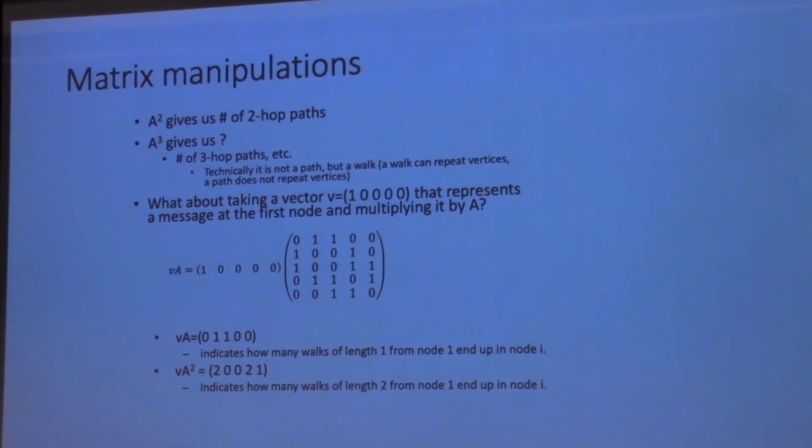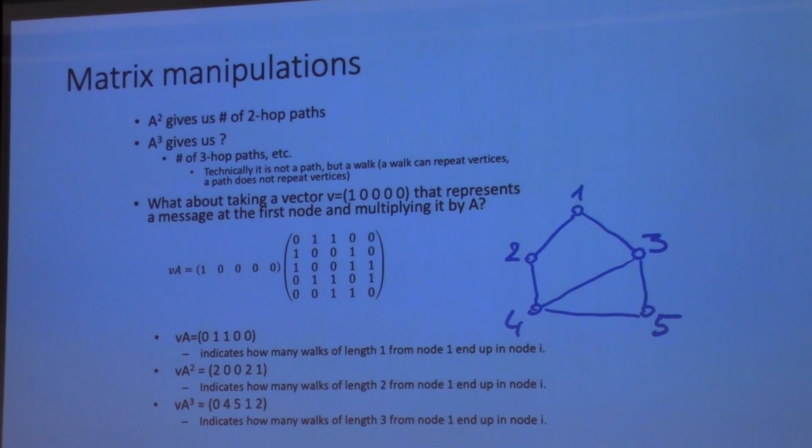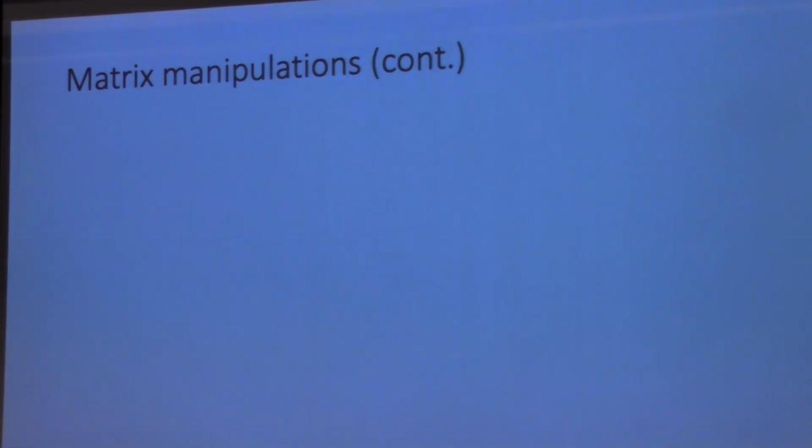See, that's neat. And A cubed gives you how many walks of length 3. And it's all the same. I'm always talking about this one. So you can see how the matrix really corresponds very nicely to graphs and doing things on graphs.